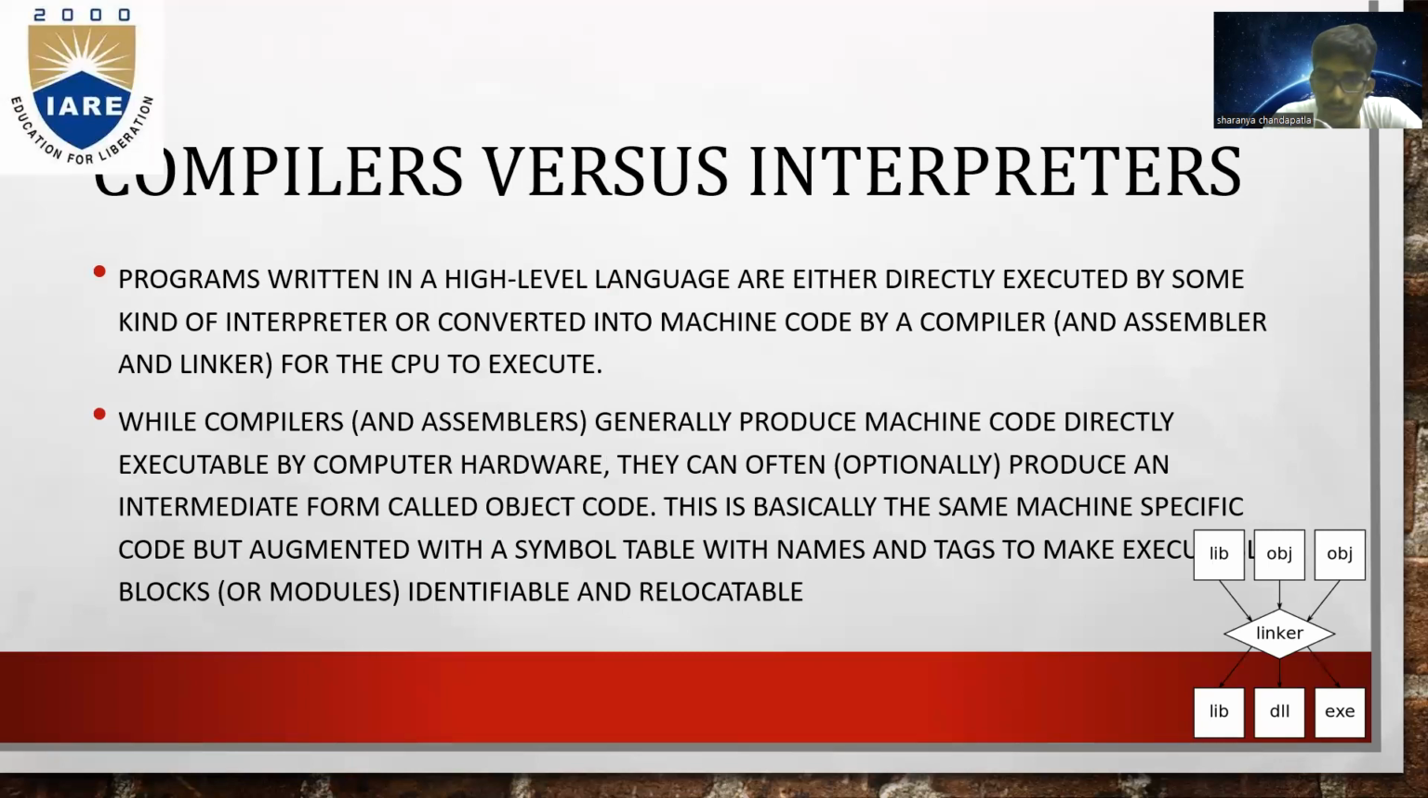Then they can optionally produce an intermediate form called object code. This is basically the same machine-specific code but augmented with a symbol table with names and tags to make executable blocks or modules identifiable and relocatable.